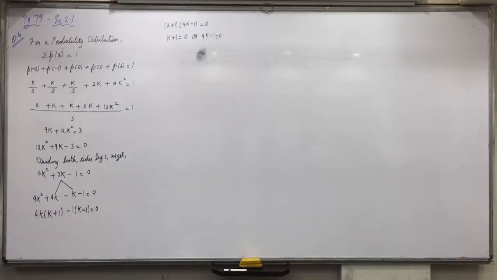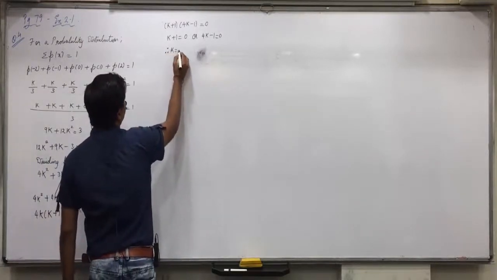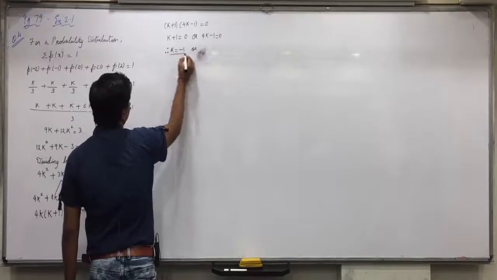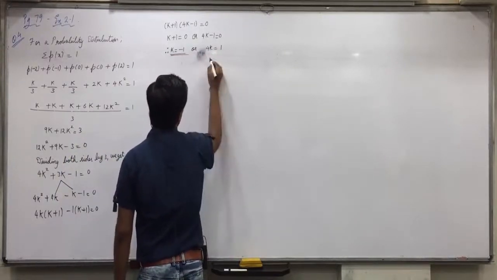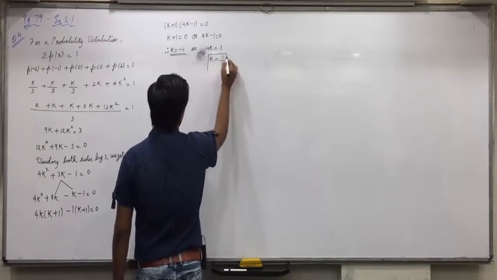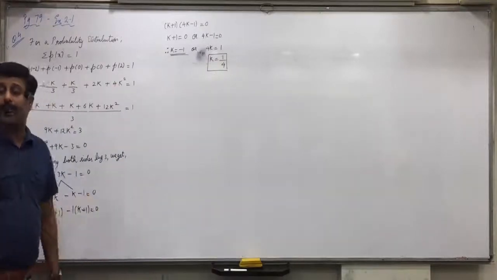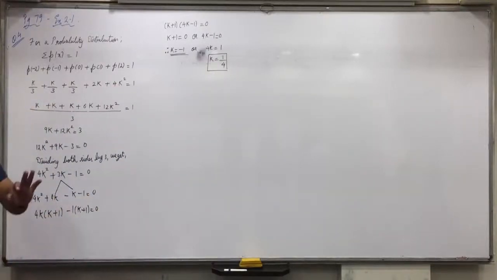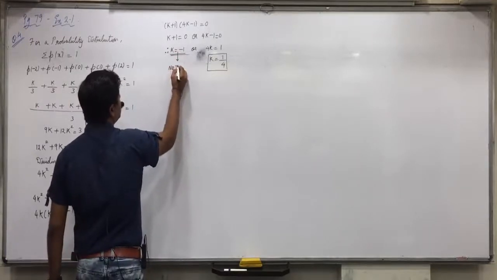Now if k plus 1 is 0, bring 1 on the right side, then what is k equal to? Minus 1. Or here if you bring minus 1 on the right side, plus 1. Then 4 on the right side will get divided. So either k is minus 1 or k is 1 by 4. Now, which one is not possible? Probability cannot be negative. So minus 1 is not possible.